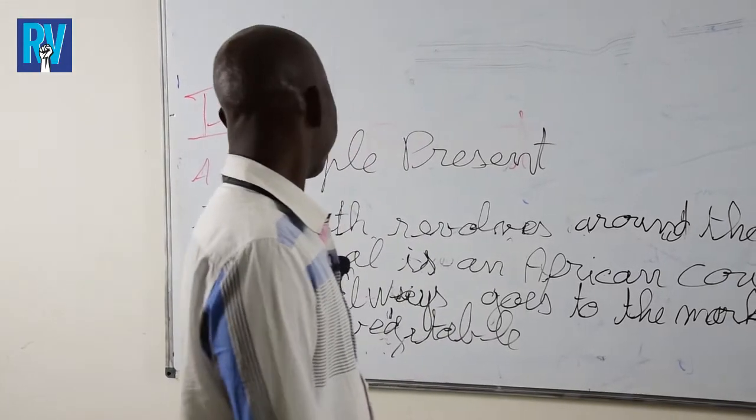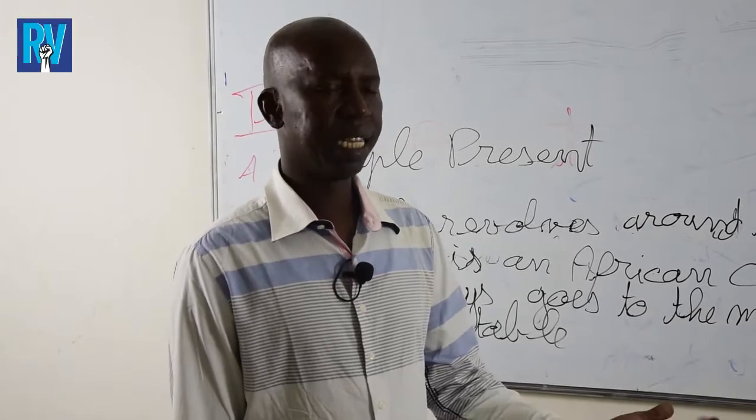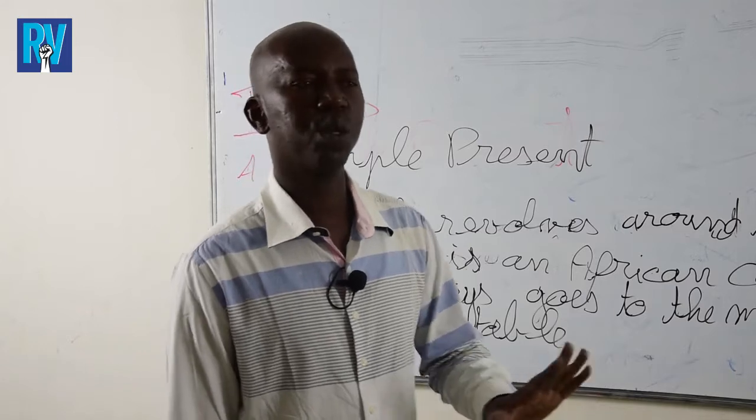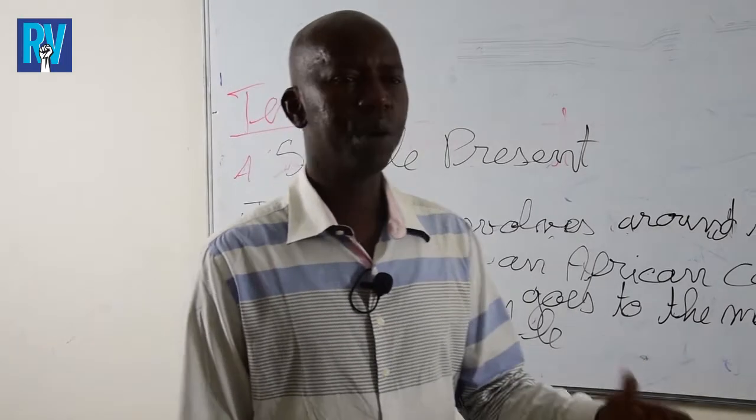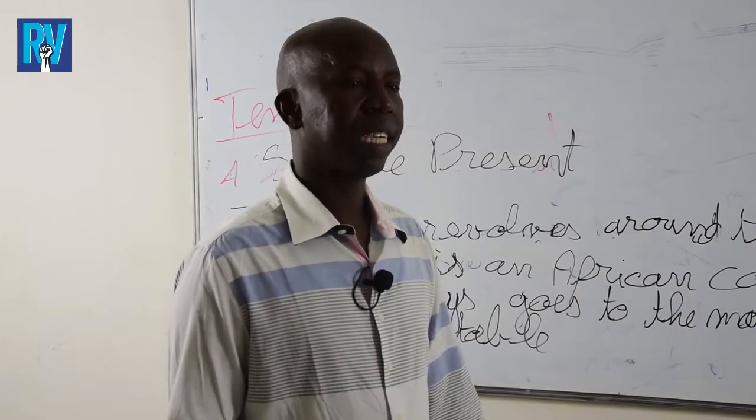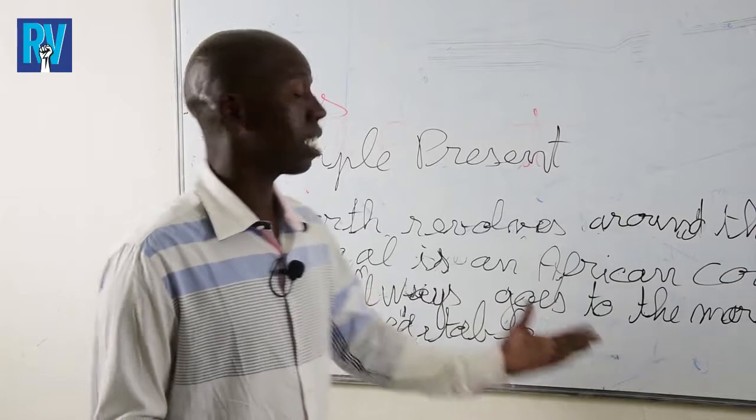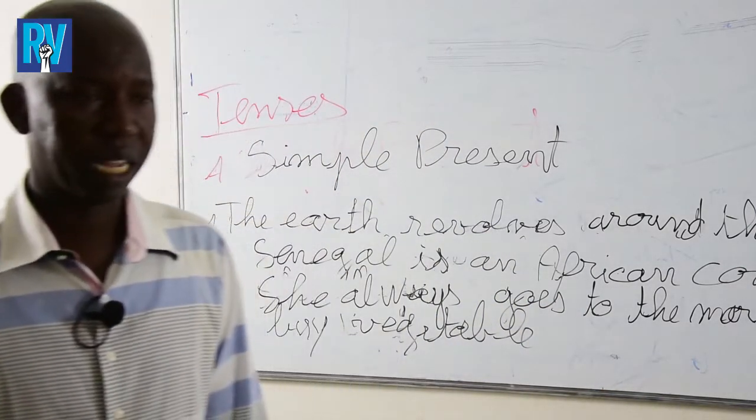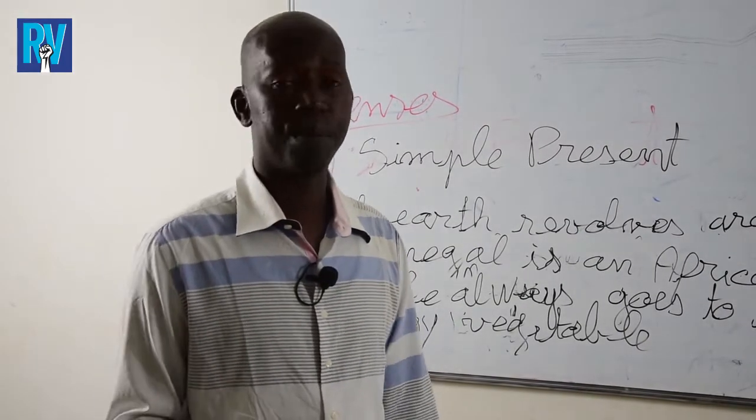Example, when I say the earth revolves around the sun, la terre tourne autour du soleil, this is a general truth. C'est une vérité générale. So the only tense we have to use is the simple present. General truth is a truth recognized by everybody. Example, when I say Senegal is an African country, here we have a general truth. So the only possible tense we have to use here is the simple present.